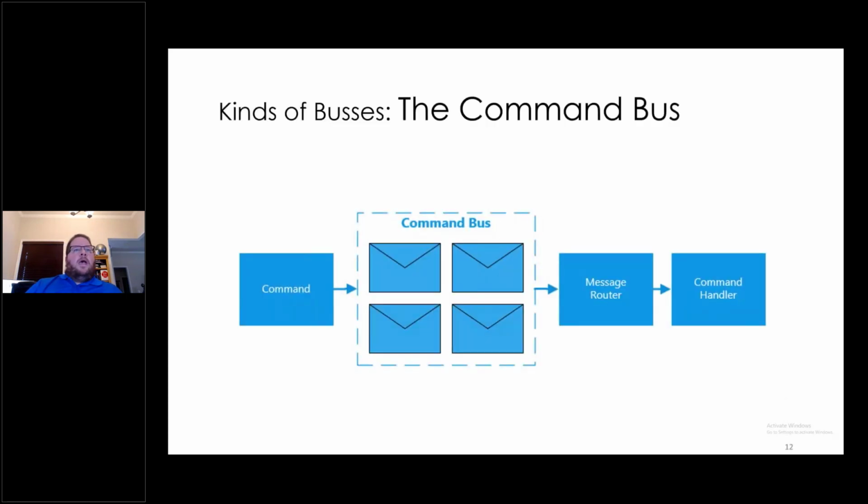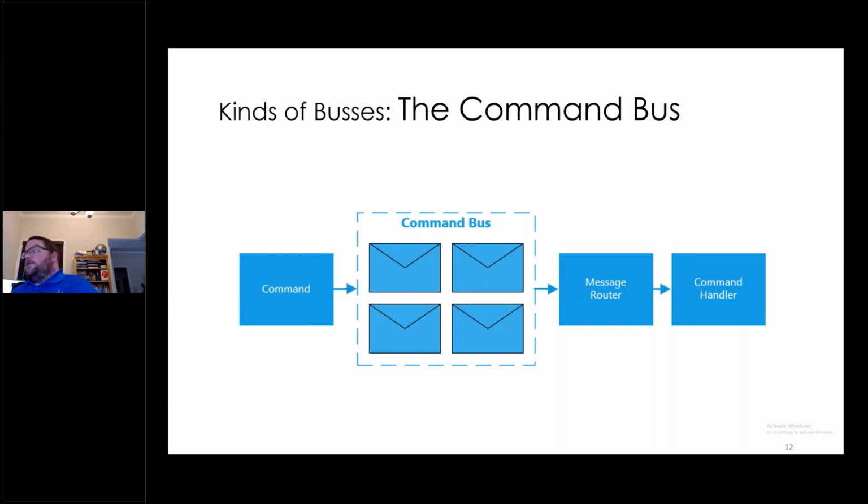Okay. So this at a very high level is the basic pieces of a command bus. You have a command, which is data that you want to pass. So it's basically the structure that determines what the message is going to look like that you're going to pass into the bus. And then that bus takes the message, passes it along to a message router, and then that finally gets passed off to a handler.